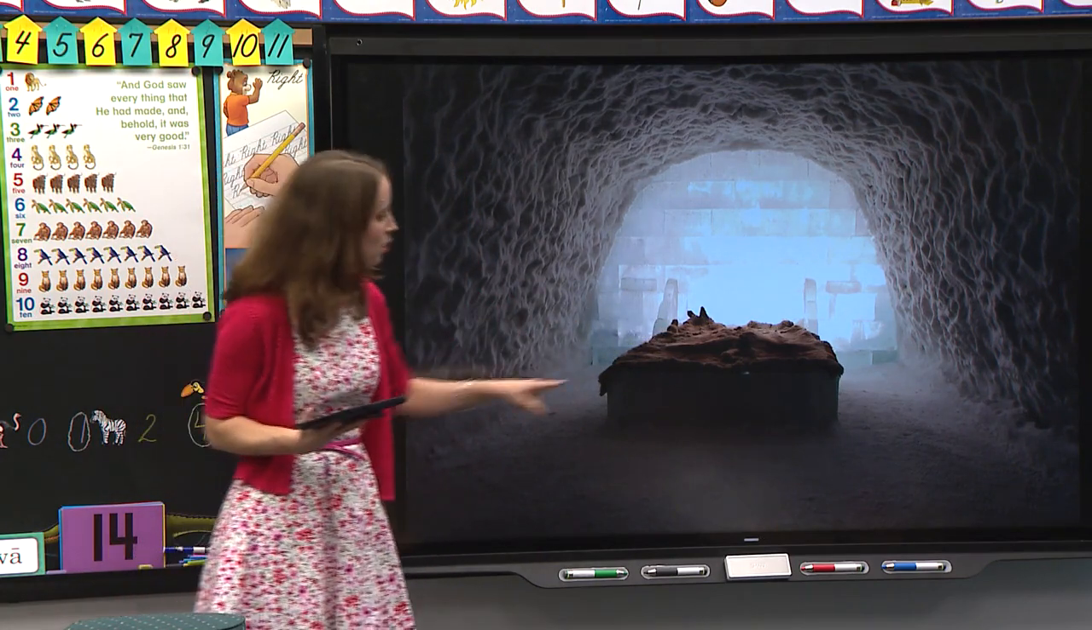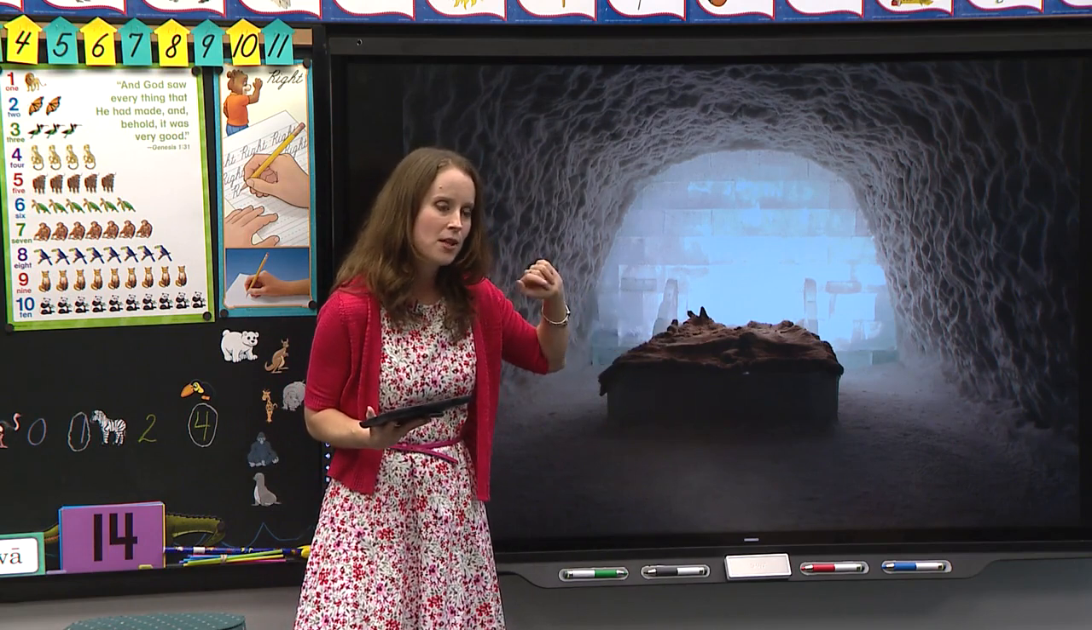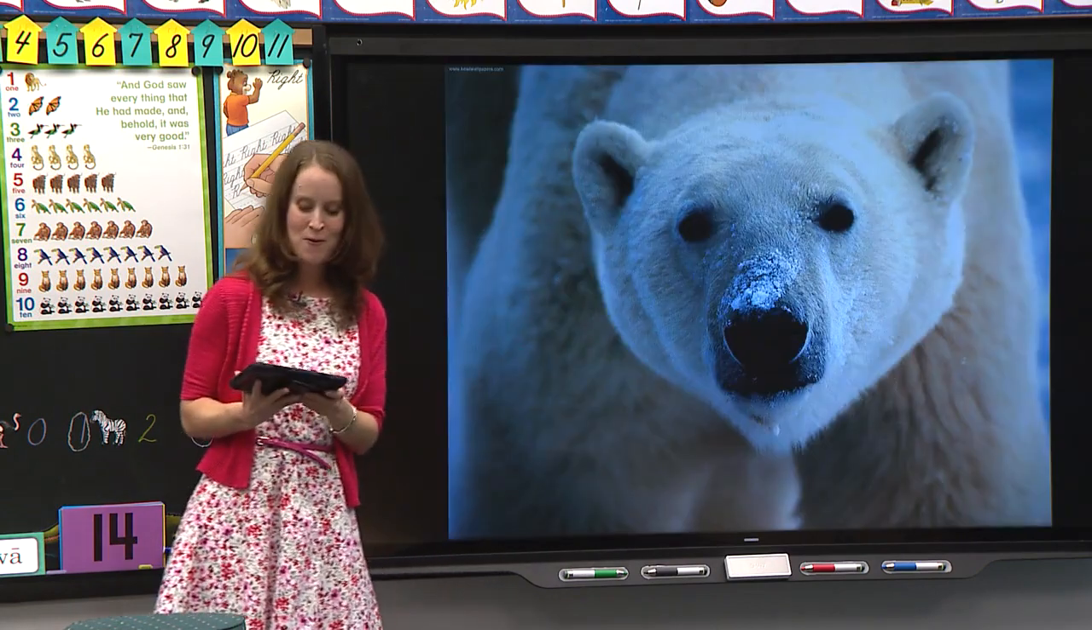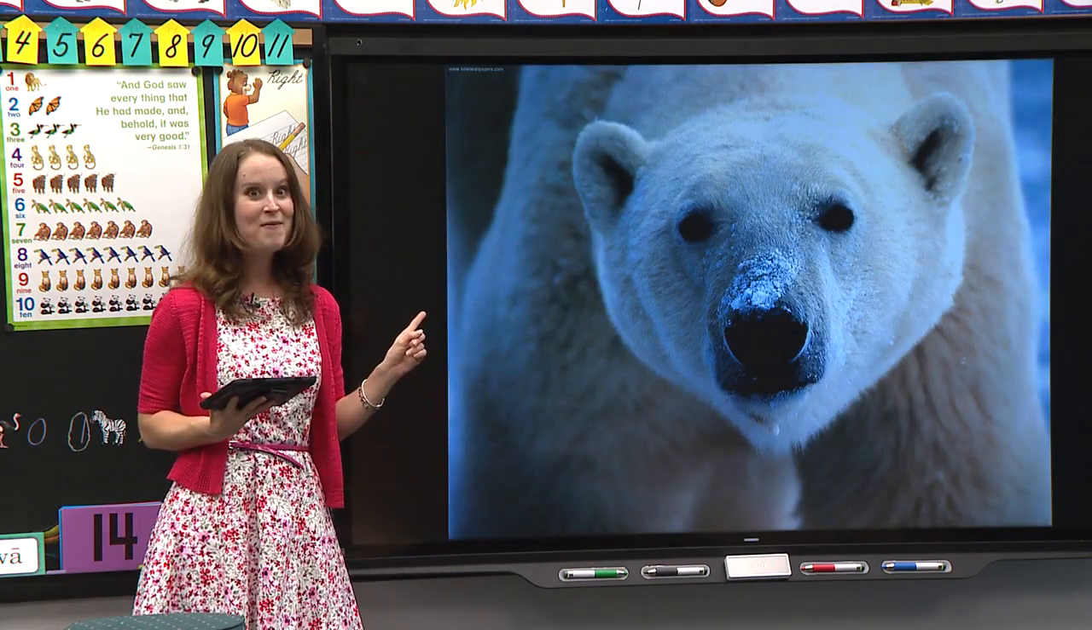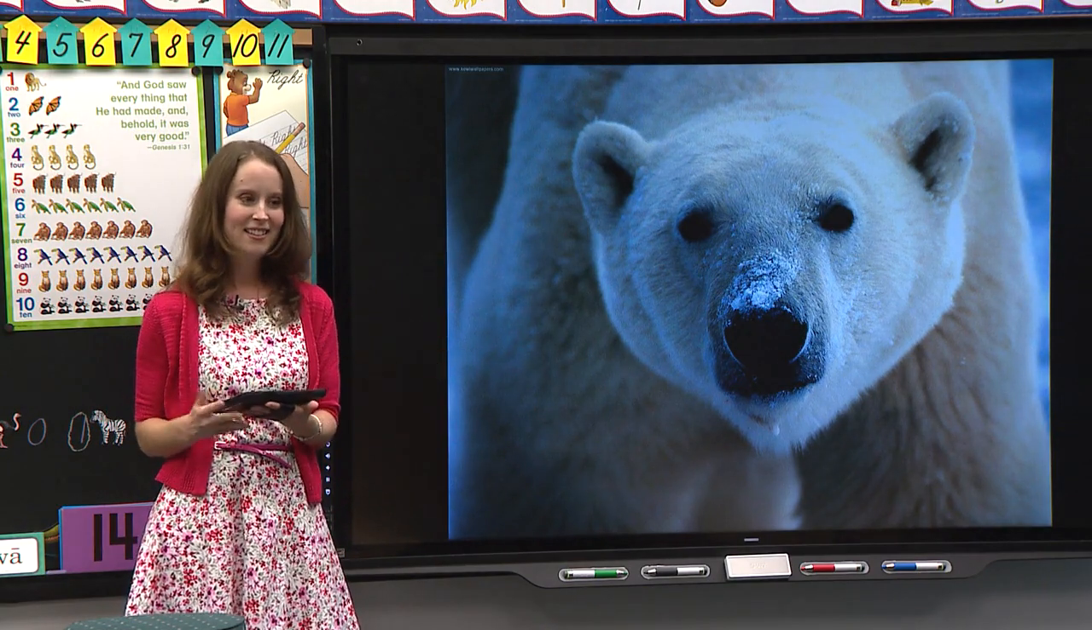Stove. Well, not a stove, it's actually some blankets and furs. Why do you think they have blankets and furs inside of there, Benjamin? Is it warm? That's right, to stay warm because it's so very cold. You might see this if you visit the state of Alaska. What might you see, Tanner?